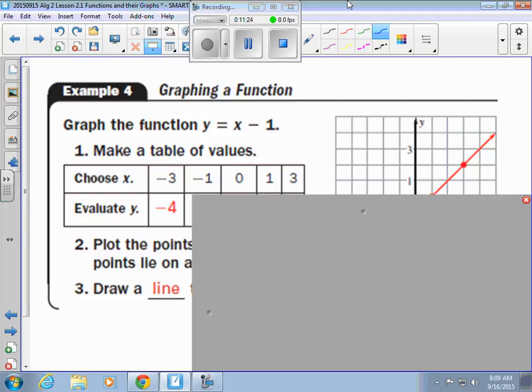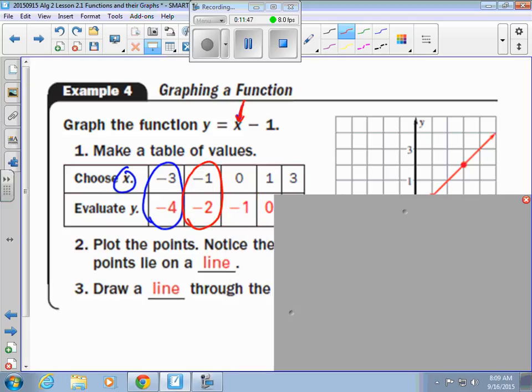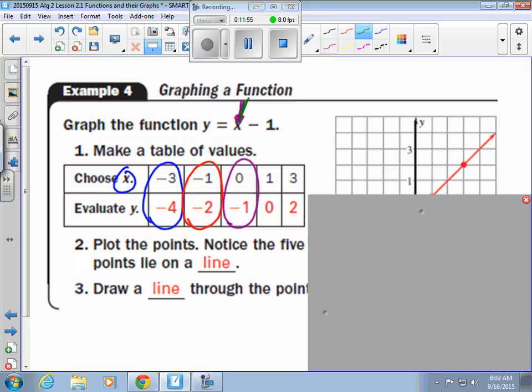If we plug in -3 in place of x, -3 minus 1 just gives us -4. So we have an ordered pair right here, -3, -4. Again, if we plug in the next value of x, -1, now -1 minus 1 is -2. We have our second ordered pair we can graph. If we plug in 0, 0 minus 1 is -1. There's our third ordered pair. If we plug in 1, 1 minus 1 gives us 0. And finally, if we plug in the last x value, 3, 3 minus 1 is 2. Now we got 5 points we can graph.